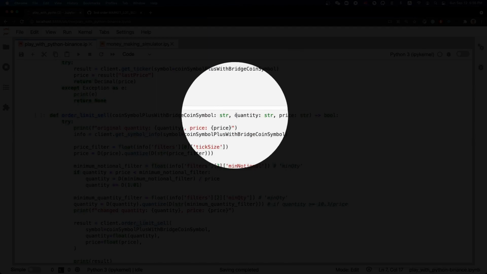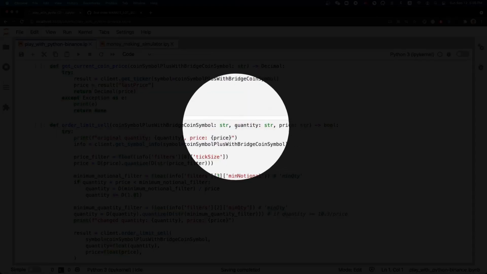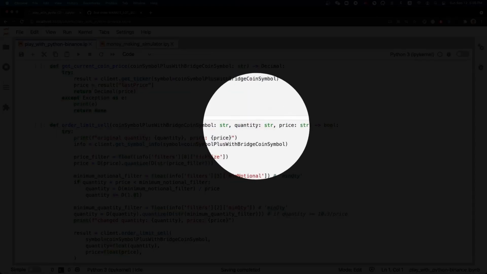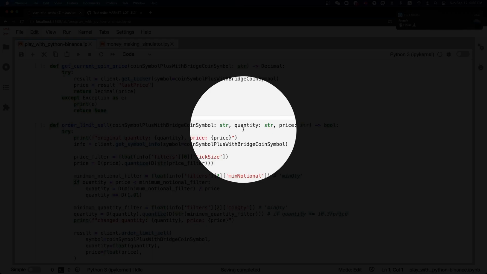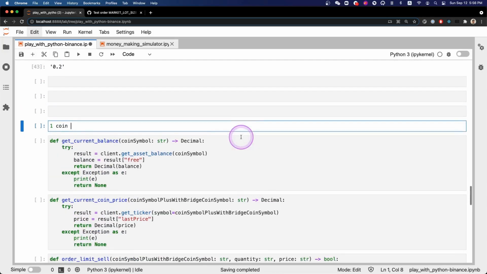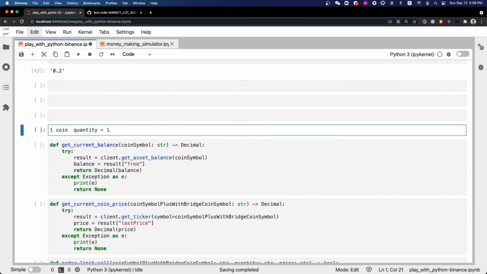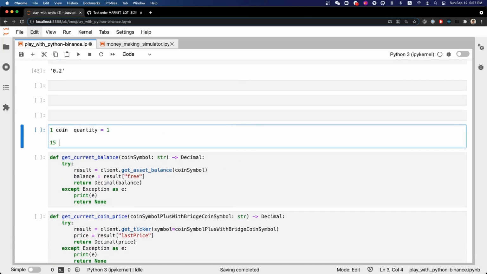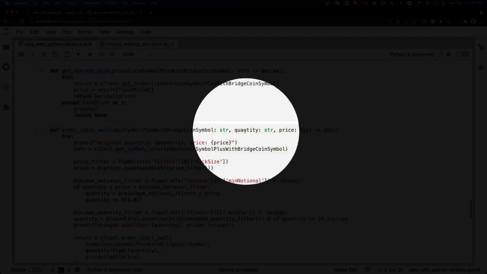Here comes the first mistake that I made, which is quantity. The quantity is actually the number of coins you can buy, or how many coins you want to buy. For example, if you want to buy one coin, then you set the quantity equal to 1. And if you want to buy 15 coins, then you have to set the quantity to 15. Okay, remember this. This is the first mistake that I made.